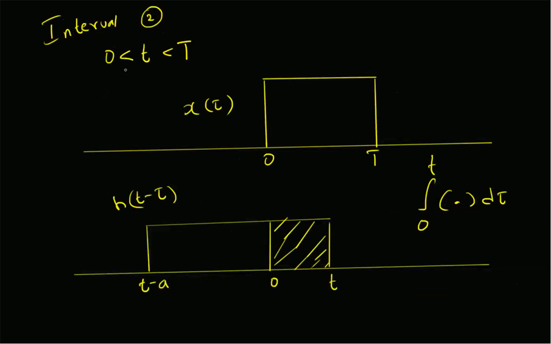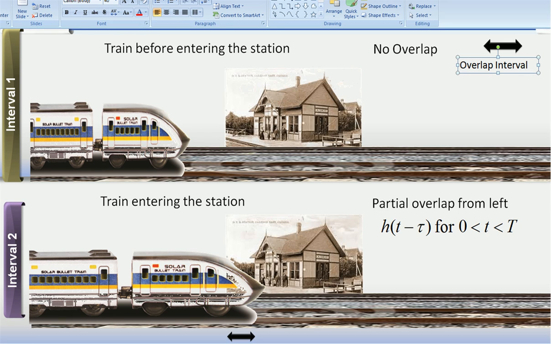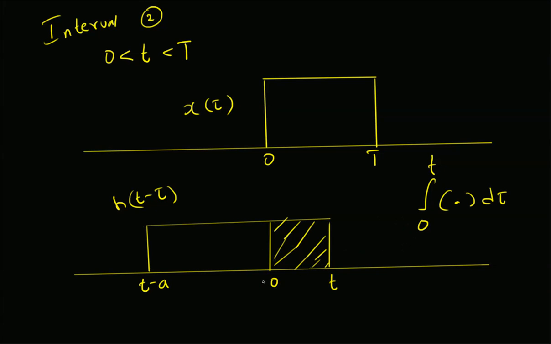In the second interval, the value of t is between 0 and capital T. In other words, the train has entered the station, so only the front end of the train is within the boundaries of the station. In this case, there will be some overlap, from the beginning of the station to the starting point of the train. So it is from 0 to t, where t is the right side boundary of h of t minus tau. So the interval is from 0 to t, and y of t will be equal to the integral from 0 to t of x of tau h of t minus tau d tau.